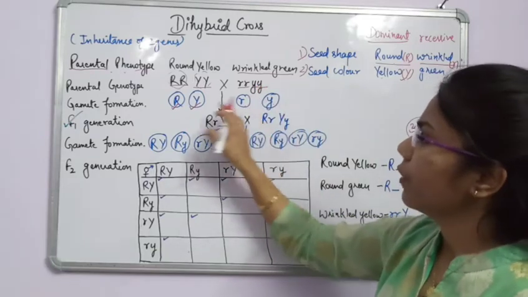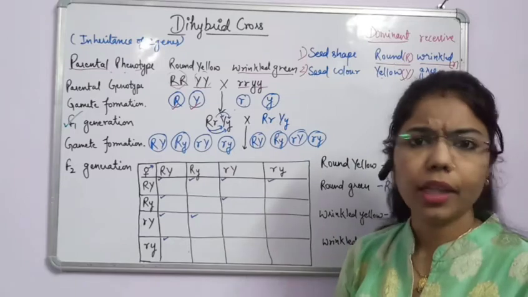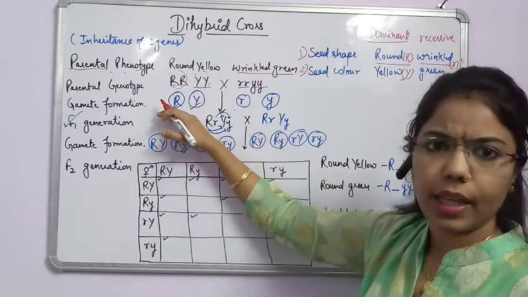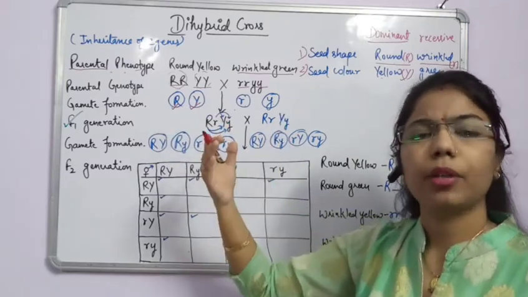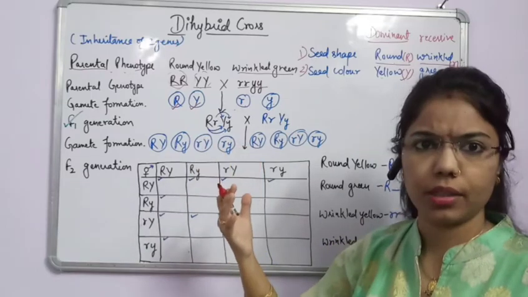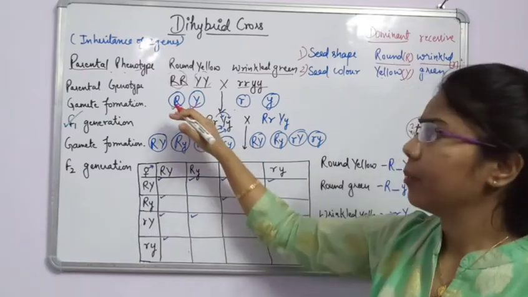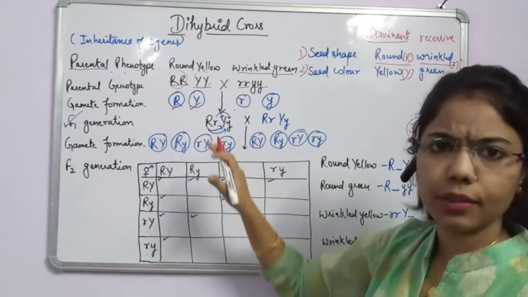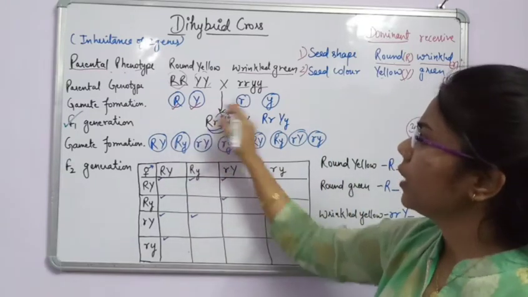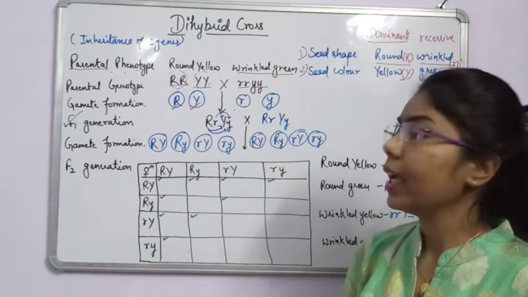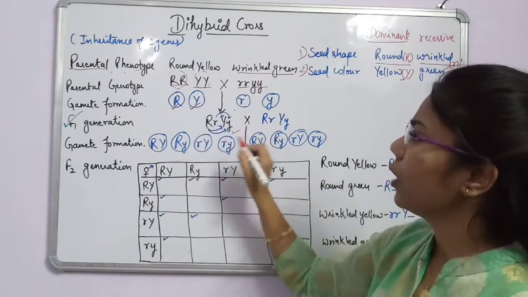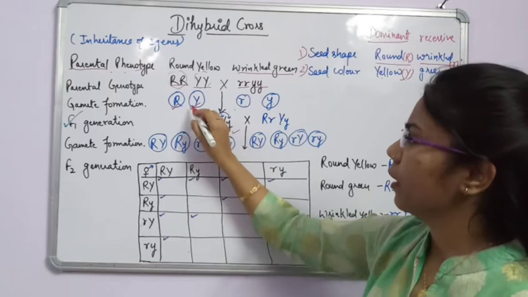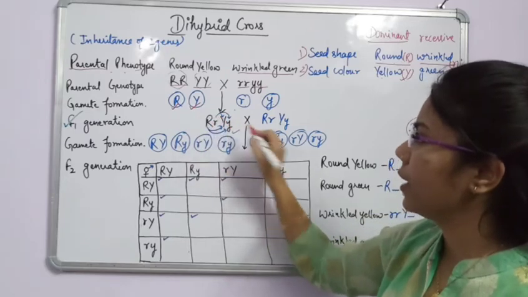Okay, so in gamete formation, we are forming the gametes, as in male gametogenesis as well as female gametogenesis. There will be formation of male gametes as well as female gametes. So here also there is formation of gametes. Now these two gametes will get fertilized, and during the fertilization we will get capital R small r, capital Y small y.